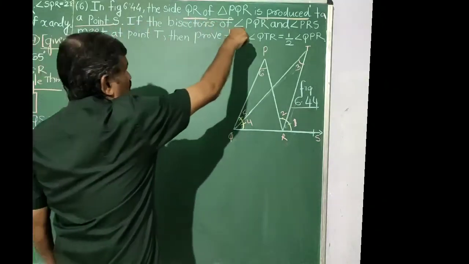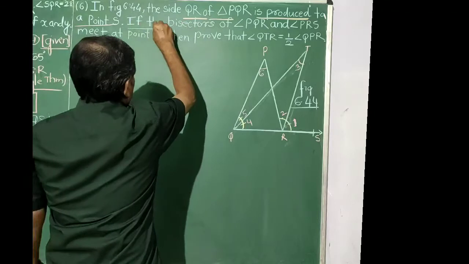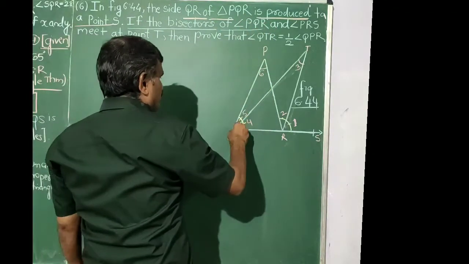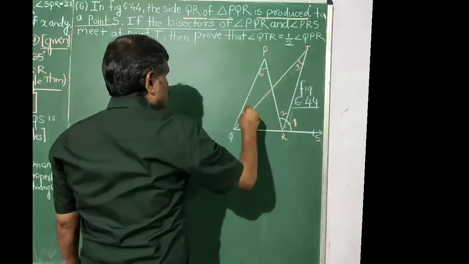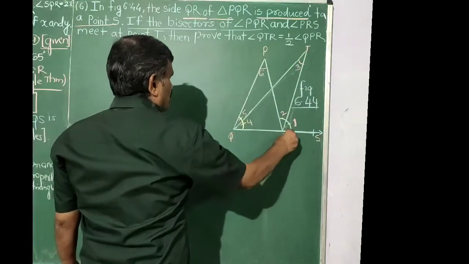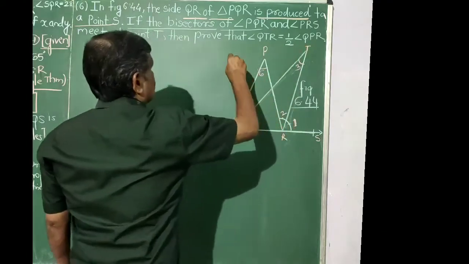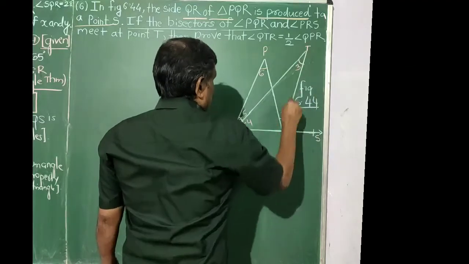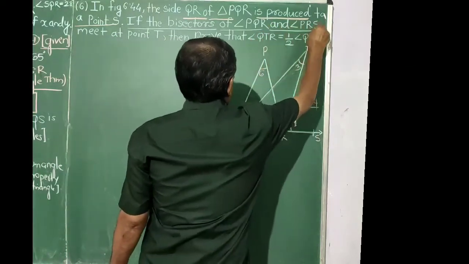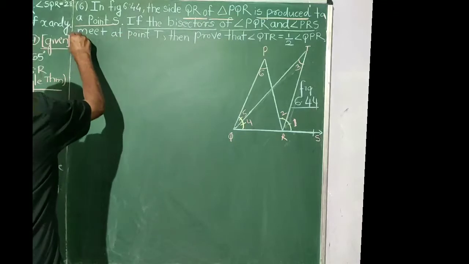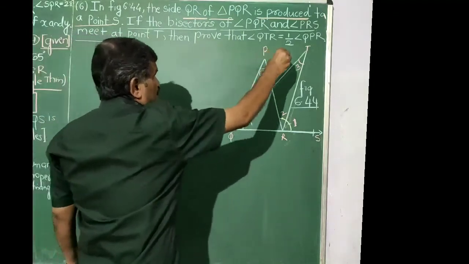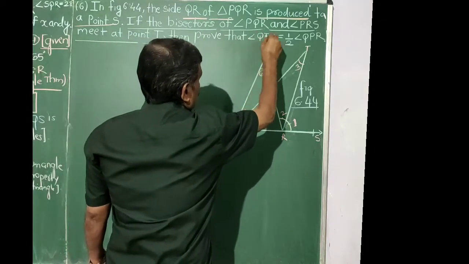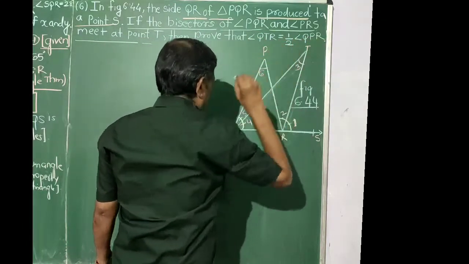If the bisector of angle PQR, this is a very important word, if the bisector of angle PQR, see, this is angle PQR, and the bisector of PQR and PRS, this is the bisector of angle PRS, meet at a point T, then prove that angle QTR is equal to half angle QPR.